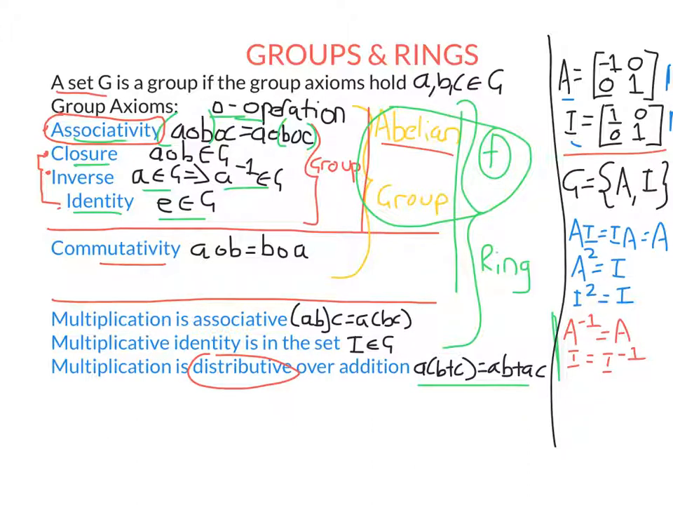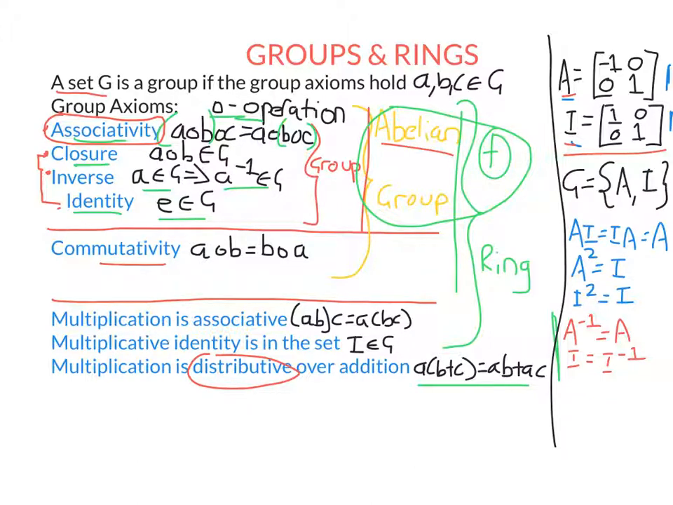Now, it's also commutative because the order of multiplication doesn't matter in this set. It doesn't matter if you're just multiplying A by I or either one by itself. It doesn't matter the order in which you multiply them, you'll get the same answer. Note that that's generally not true for matrices. Generally, if you take two matrices, the order of multiplication does matter. So most groups of matrices under multiplication will not be abelian.